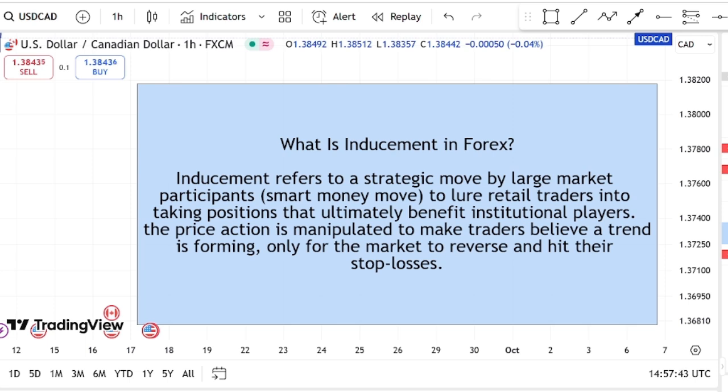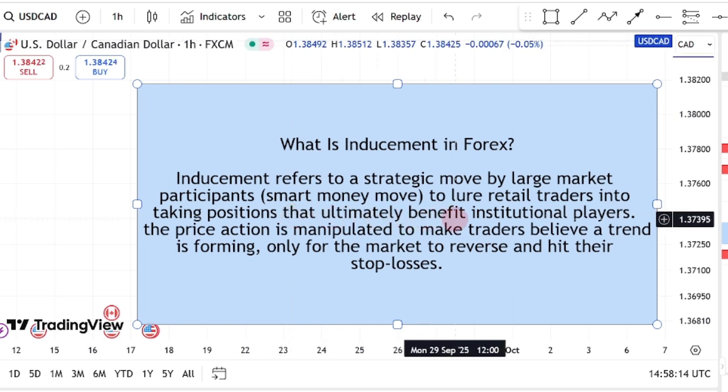Okay, so here we'll be looking at what is inducement in forex. What is inducement? What is inducement in forex? So inducement refers to a strategic move by large market participants, usually the banks, the institutions, in brackets, what we also call smart money, to lure retail traders into taking positions that ultimately benefit institutional players.